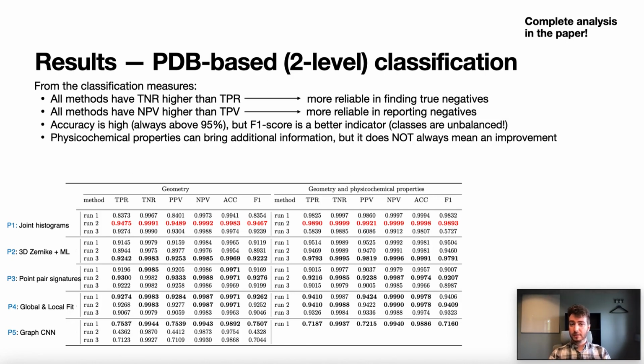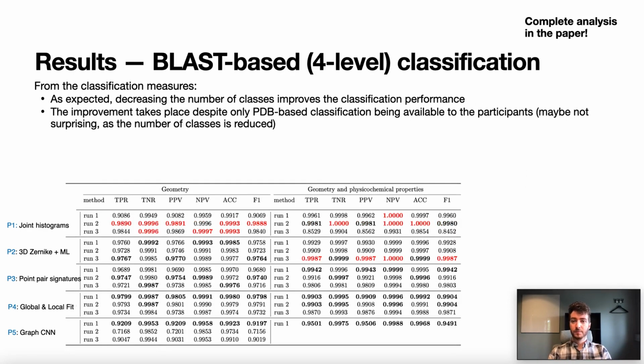However, a better analysis is given by the Fisher score, as classes are naturally unbalanced. The use of physical-chemical properties can add useful information, but it does not ensure improvements if not carefully handled. When considering a four-level classification, classification performance is generally improved, and this is maybe not surprising as the number of classes is reduced compared to the two-level classification.